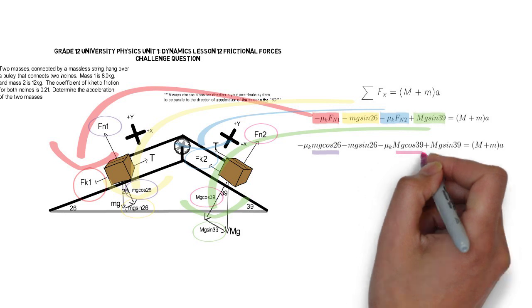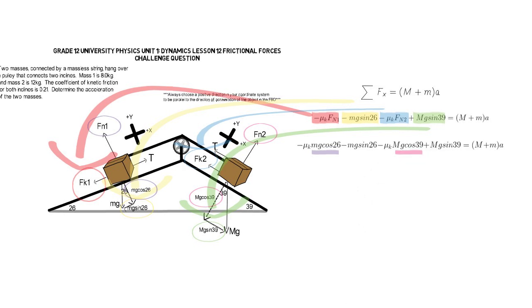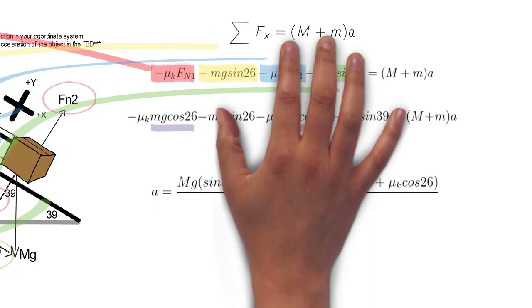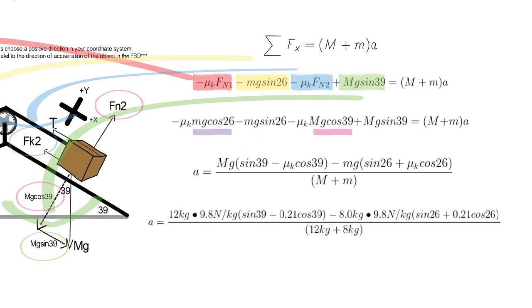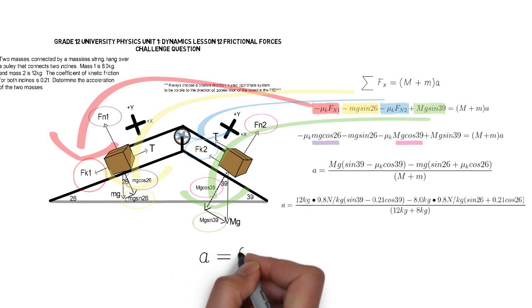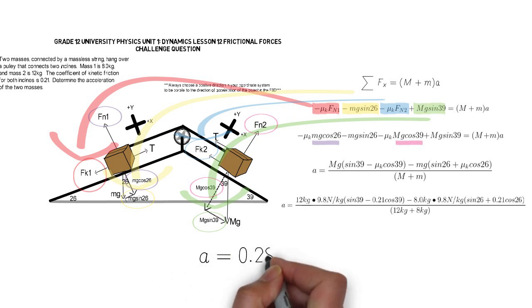Once this is done, we can rearrange the equation a little bit, substitute in our values, our numbers, and we can get a value for acceleration of the two boxes to be 0.28 meters per second squared.